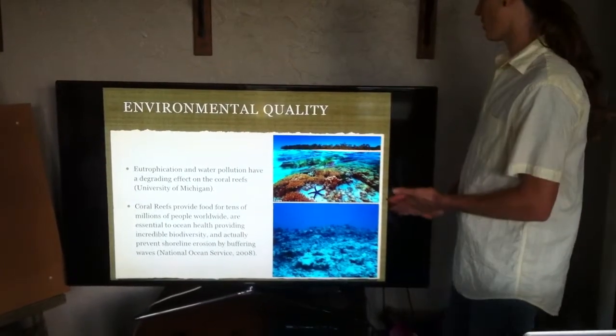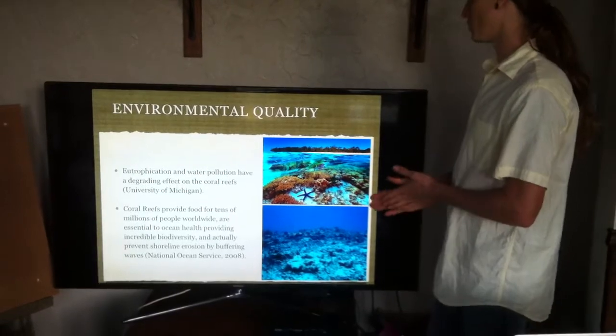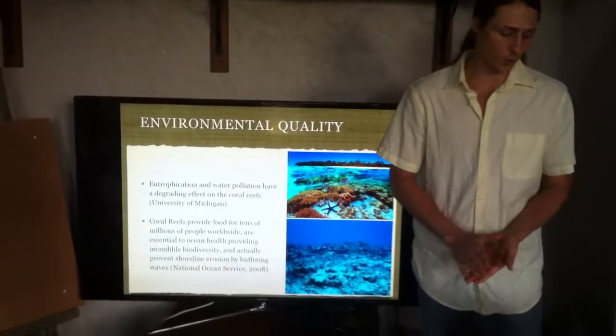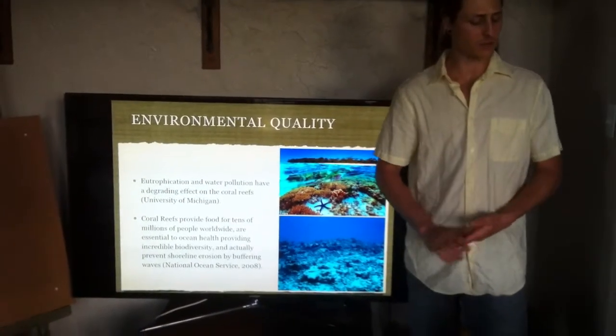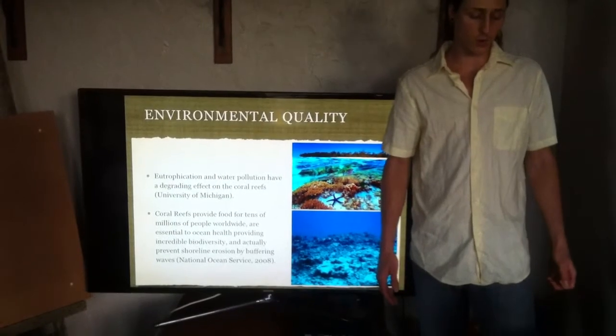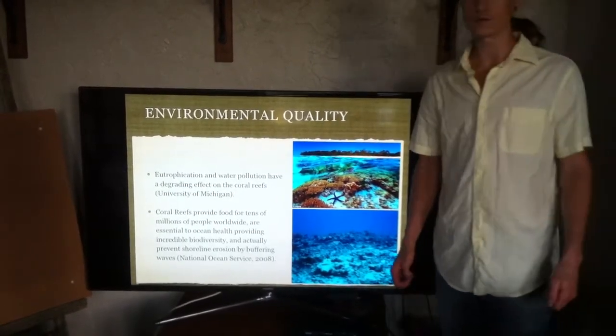To expand a little bit upon environmental quality, eutrophication and water pollution have a degrading effect on the coral reefs. Coral reefs provide food for tens of millions of people worldwide, are essential to ocean health, providing incredible biodiversity, and actually prevent shoreline erosion by buffering waves.